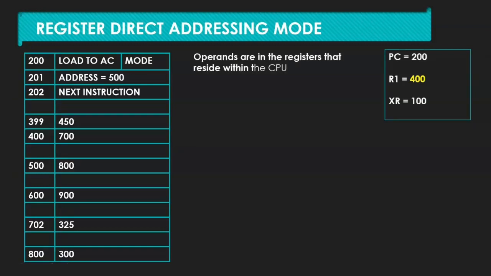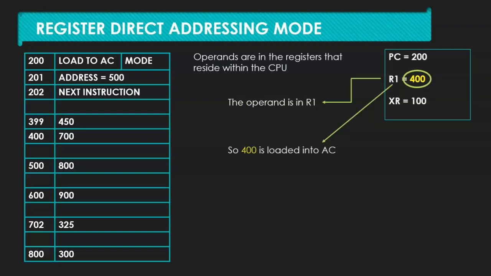In the register direct addressing mode, operands are in the registers that reside within the CPU. In our given example, the register R1 contains 400, so the operand 400 is loaded into the AC.